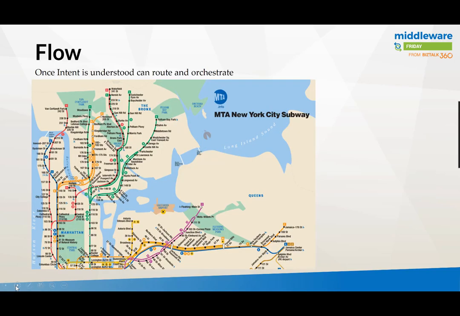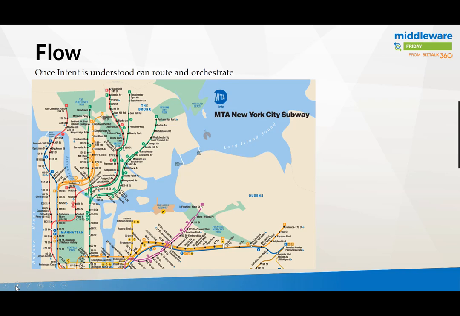So now moving on, how does flow fit into this? I think the idea with flow is that once an intent is understood by leveraging LUIS, it can then route and orchestrate the traffic. Think of it like going to New York City and looking at an overwhelming subway map. You ask someone for directions, and they say, where are you trying to go? You say, I'm going to Yankee Stadium in the Bronx. That's your intent, right? And then the person helping you is able to give you the directions in order to get there.